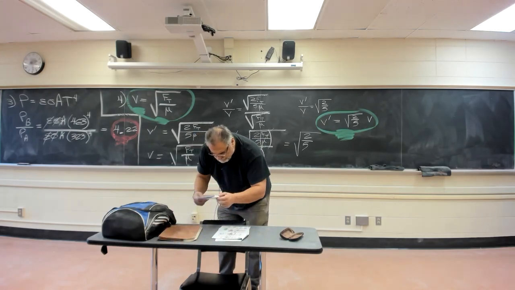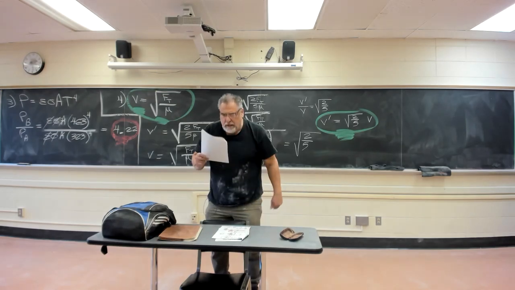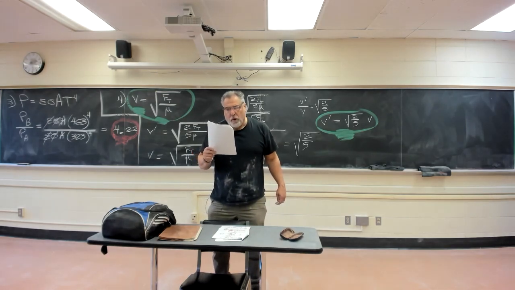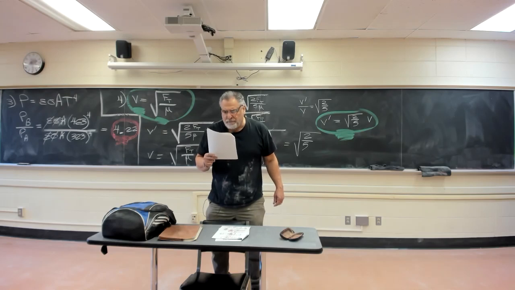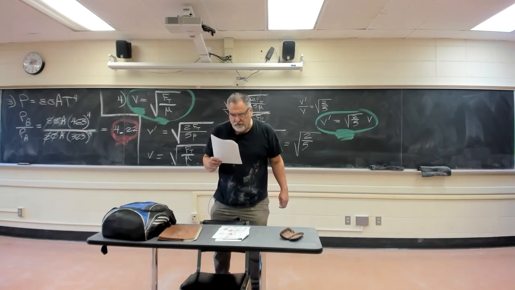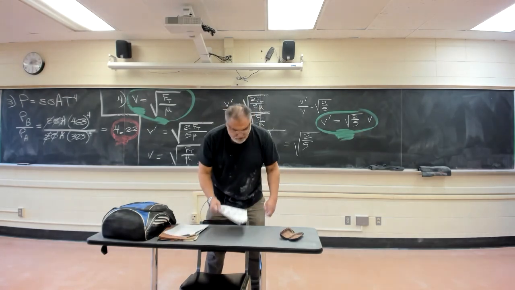Number 5. The intensity of a spherical wave 20 meters from the source is 1,500 watts per square meter. What is the intensity at a point 9 meters away from the source? Okay, good enough question.